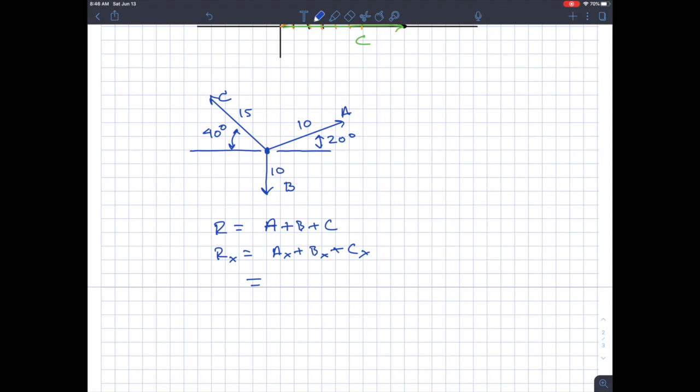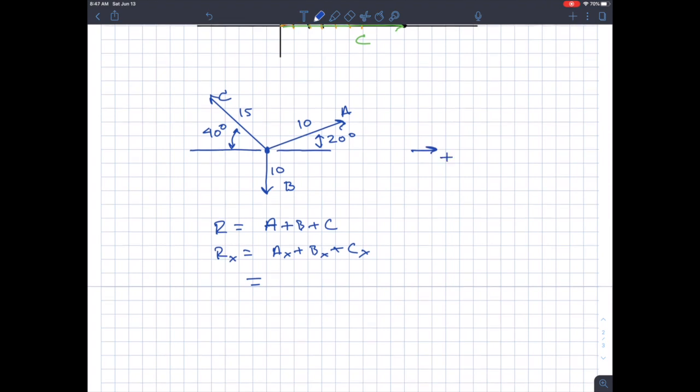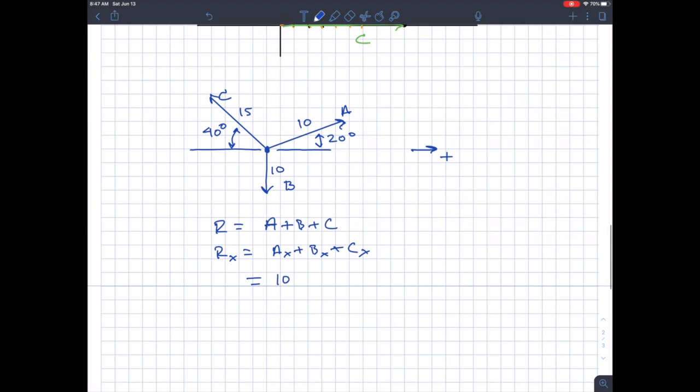Now I look at this. A is pointed in the positive direction. If we say to the right is positive, just like the number line, then Ax is going to be 10, and I do my trig work here. You know what cosine is? It's adjacent over the hypotenuse. So cosine of theta, to get the x component, you would do 10 times the cosine of 20 degrees. Hopefully that's obvious.